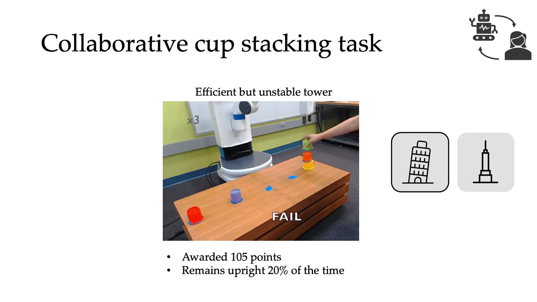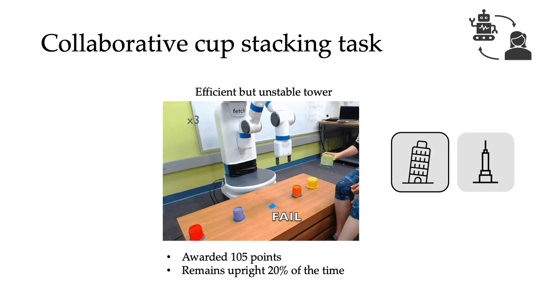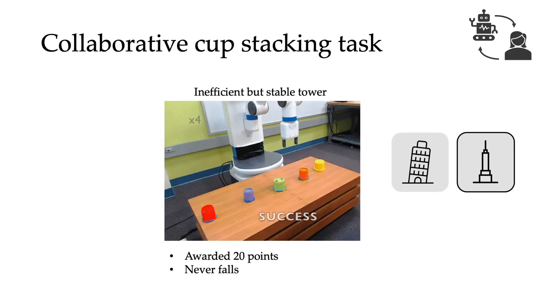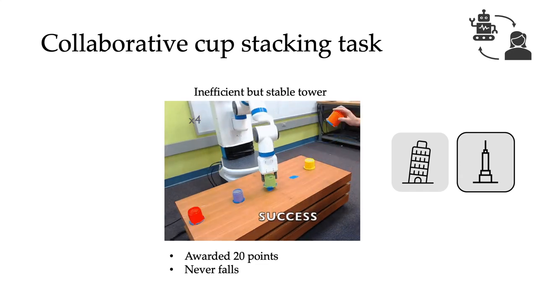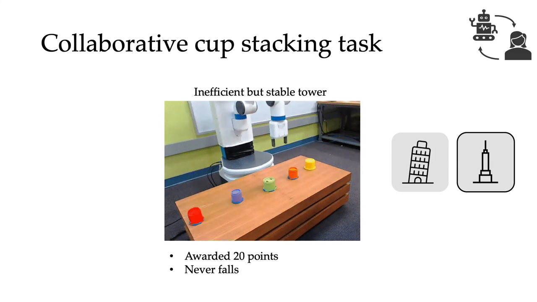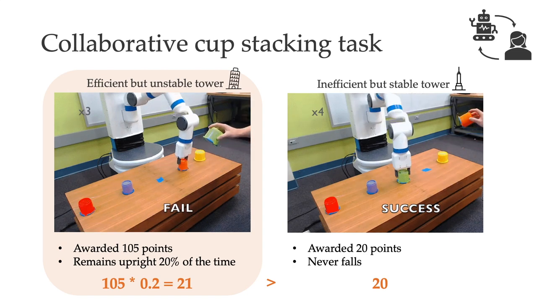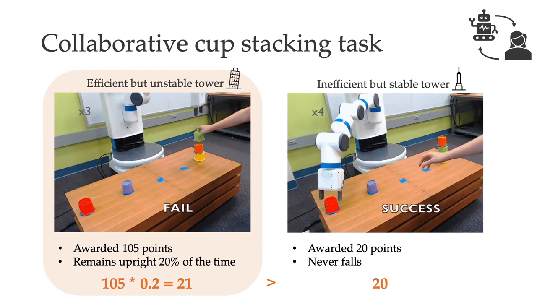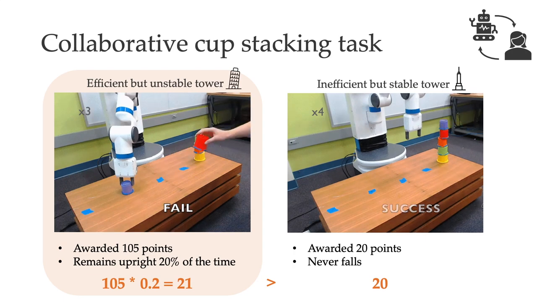The first is an efficient but unstable tower. It is unstable because we programmed the robot to accidentally knock it over 80% of the time, but it is efficient because it requires less robot movement. Users were awarded 105 points for building the unstable tower. The second is an inefficient but stable tower, which never fell but requires more robot movement. Users were awarded 20 points for building the stable tower. If either tower fell, the team received 0 points. Looking at the expected rewards, we see that building the efficient but unstable tower is actually the optimal decision.